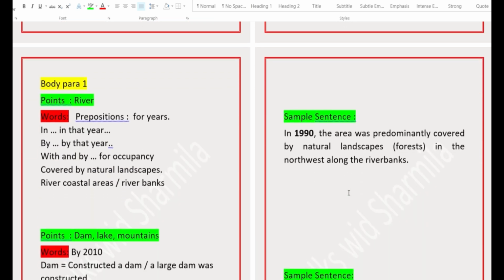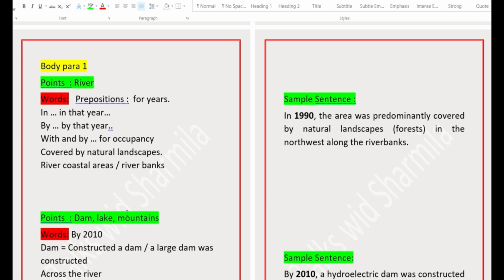Body paragraph 1 now. So going very clearly and very slowly. So this is body paragraph 1. We are going to write about the river, the words to describe that. So coming to the first prepositions, when you are speaking about years, the preposition should be in or by. In is in that year and by refers to that time frame. That is 2010. The other prepositions which are used are with or by.